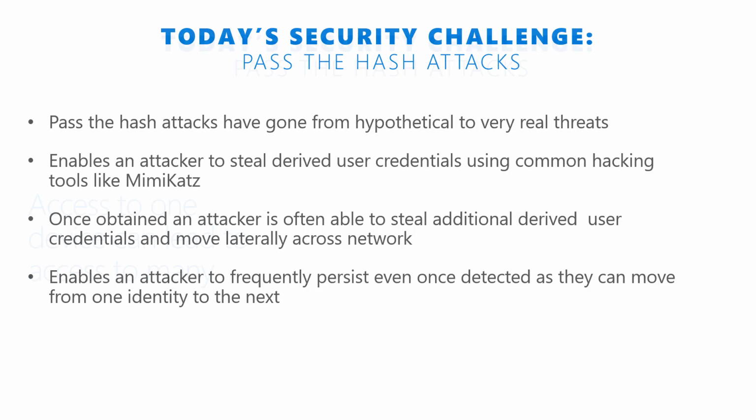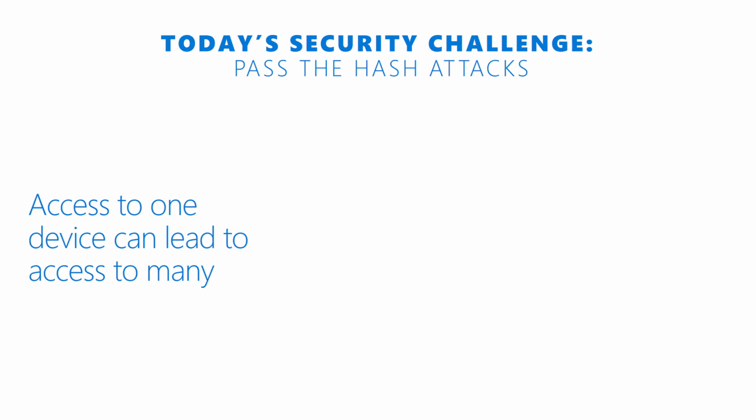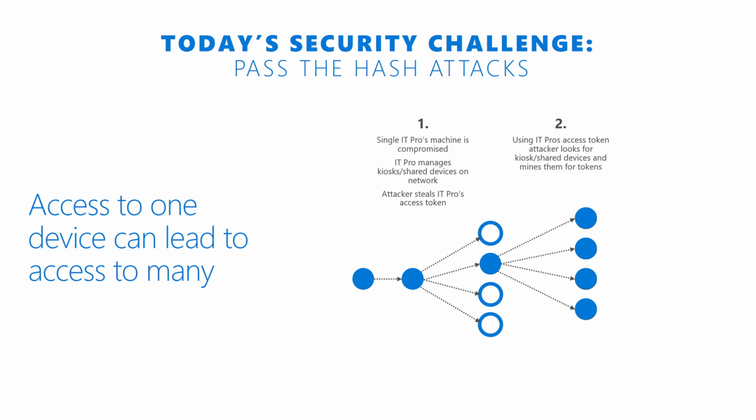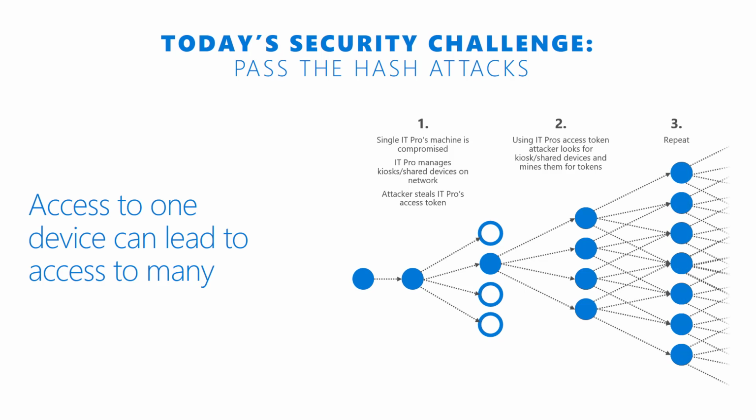So how can we visualize that? Here's a good way we can see it. Let's say a single IT pro's computer is compromised. Well, all of a sudden, once that IT pro's access token is stolen, they can start looking for other things on the network and additional tokens. Over time, this will just keep expanding to the point where, generally within a short time period, someone has admin level credentials for the entire organization.